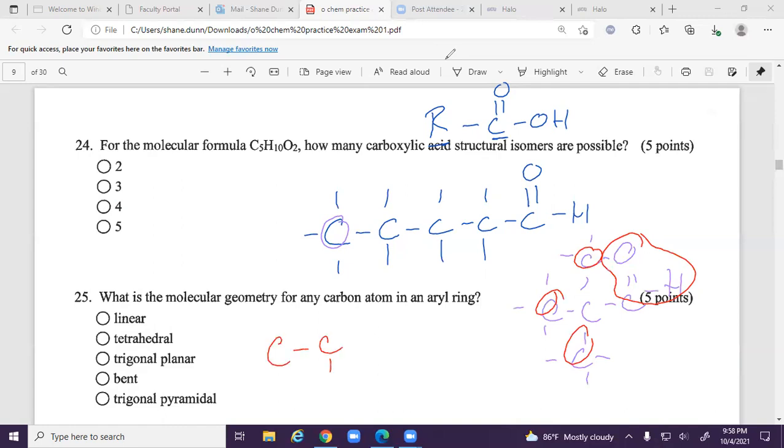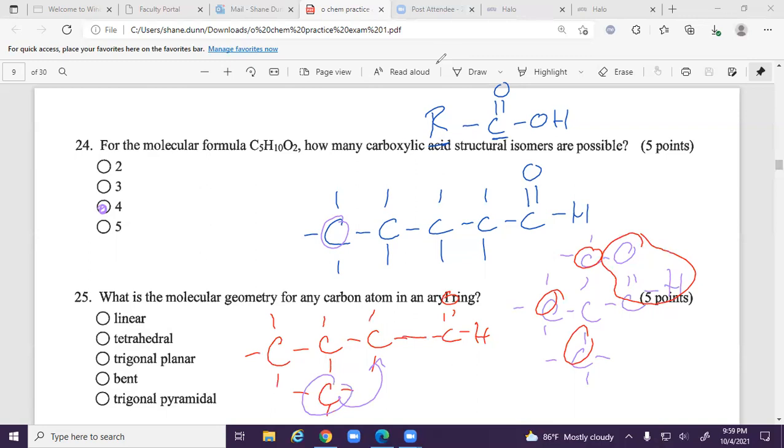I could do this. 1, 2, 3, 4. 1, 2, 3, 4, 5. 1, 2, 3. 1, 2, 3, 4, 5, 6, 7, 8, 9. There you go. Get the point though, right? Cool. And then I could just move this guy over one. It's an entirely new molecule, right? So the answer is 4.